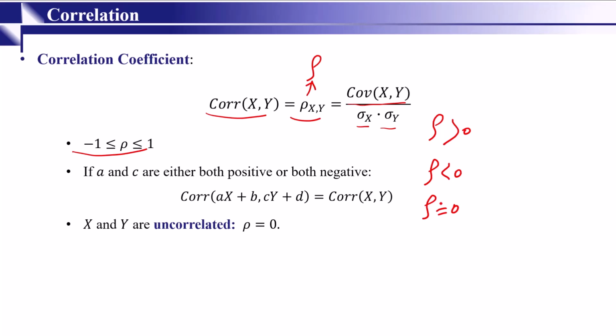If x and y are independent, then the covariance of x and y is equal to 0, but the converse is not always true. Once again, correlation is different from independence. Two variables may be uncorrelated but still dependent.